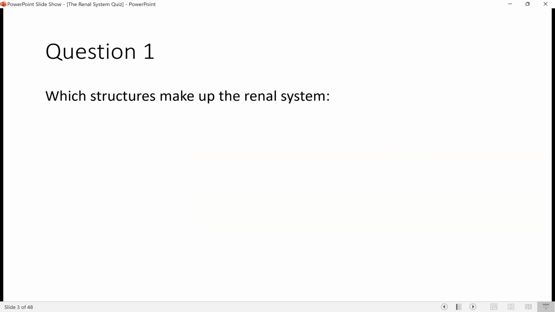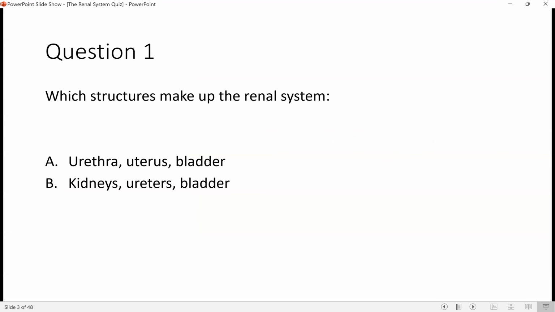So, questions. Question 1, which structures make up the renal system? Urethra, uterus, bladder, kidneys, ureters, bladder, kidneys, urethra, penis, bladder, blood, urine.